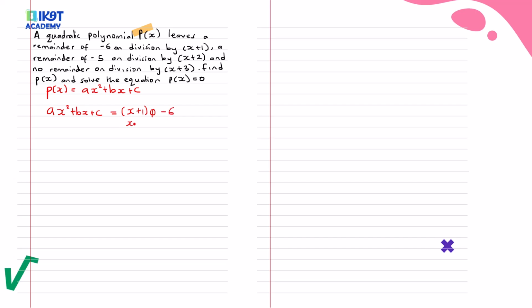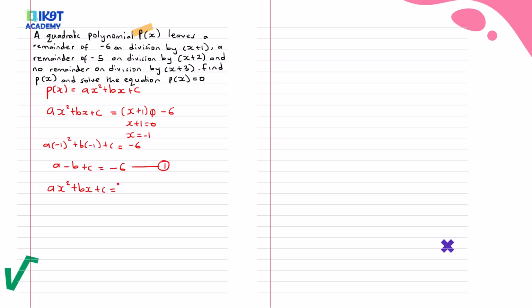We can first work with this: x plus 1 is 0, so x equals negative 1. So we substitute this in: a x squared plus bx plus c, and we equate it to negative 6. Here we have a minus b plus c equals negative 6. I call this equation 1. Then I bring back our expression.